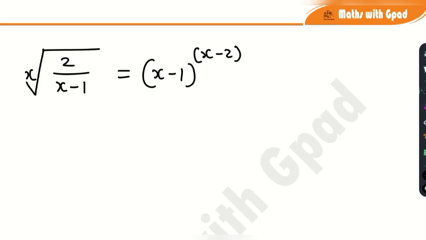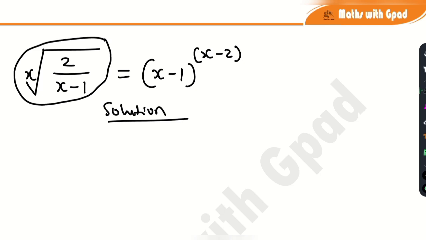In this video, I'm going to be solving this equation. It looks complex, but we're going to break it down one step at a time. So let's start. Now, the first thing I'll do, look at the left-hand side of this equation. What I have is the x root of what? 2 over x minus 1.